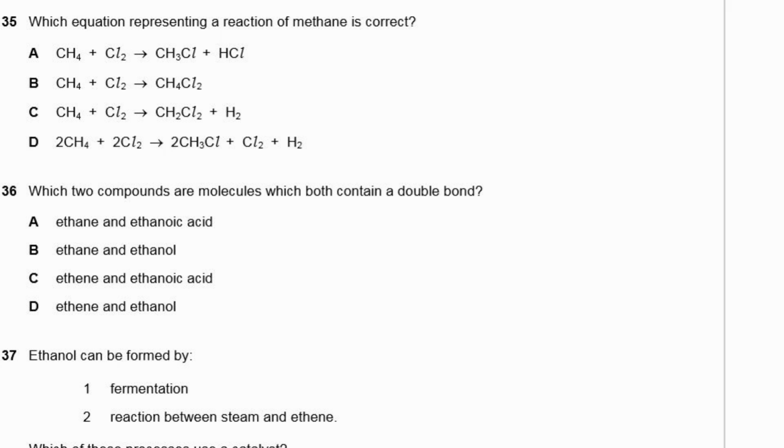Question 35. Which equation representing a reaction of methane is correct? Okay, so methane plus chlorine gas, Cl2, produces CH3Cl plus HCl. That looks like a good reaction. Let's check the others. CH4, methane, plus chlorine gas produces CH4Cl2. Well, I'm not quite sure how that molecule would look, considering a carbon can only have 4 bonds attached. So it was CH4. Now, where would those Cl2s go? Because hydrogen can only have 1, carbon can only have 4. I'm not convinced I even understand what the molecule would look like, so no.